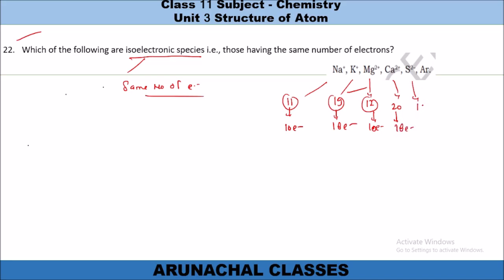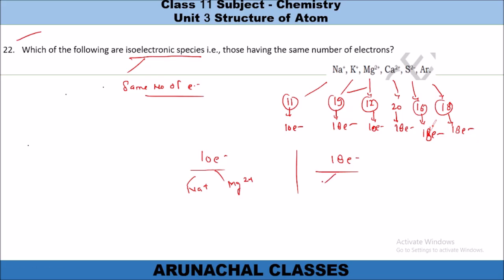For sulfur, it is atomic number 16, adding 2 electrons because it is a sulfide ion, so it will be 18 electrons. And for argon, atomic number 18, and it has 18 electrons. So we have categorized these isoelectronic species. The first category has 10 electrons, that is sodium ion and magnesium ion. The second category has 18 electrons, that is potassium ion, then calcium ion, then sulfide ion, and then argon.